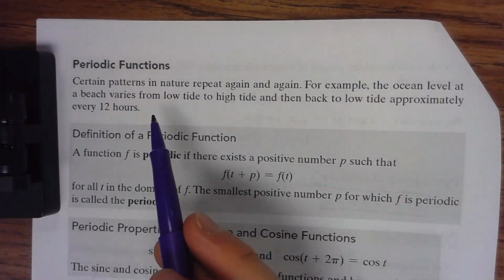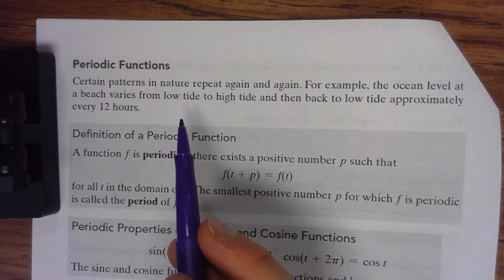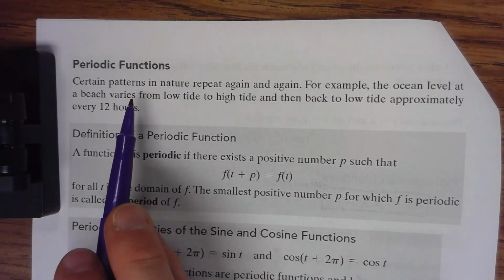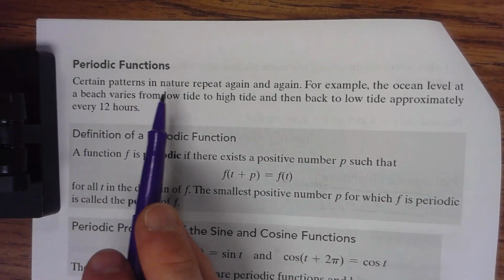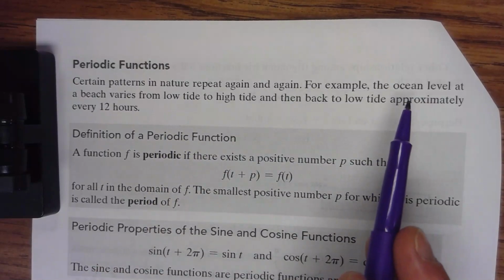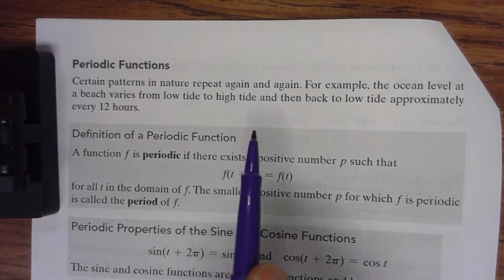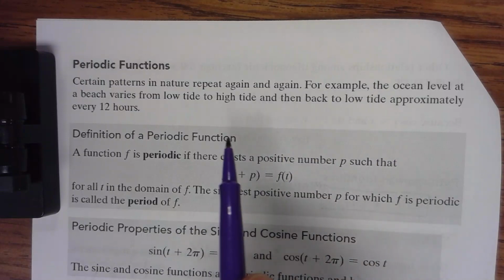So sine, cosine, and really all of these functions are called periodic functions. And so certain patterns in nature repeat again and again. For example, the ocean level at a beach varies from low tide to high tide and then back to low tide approximately every 12 hours.